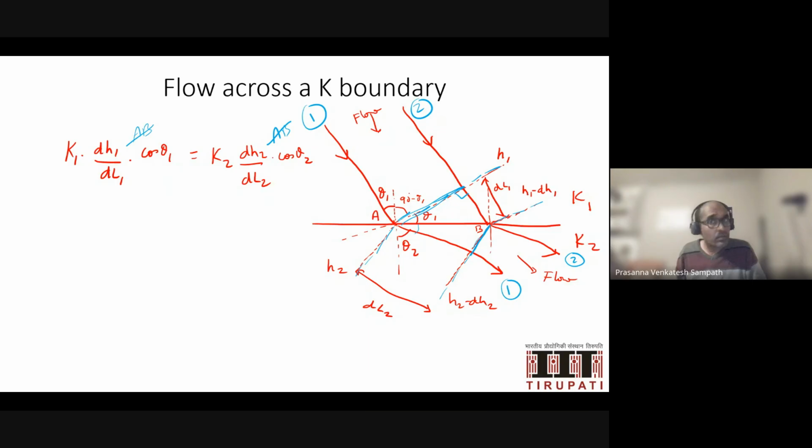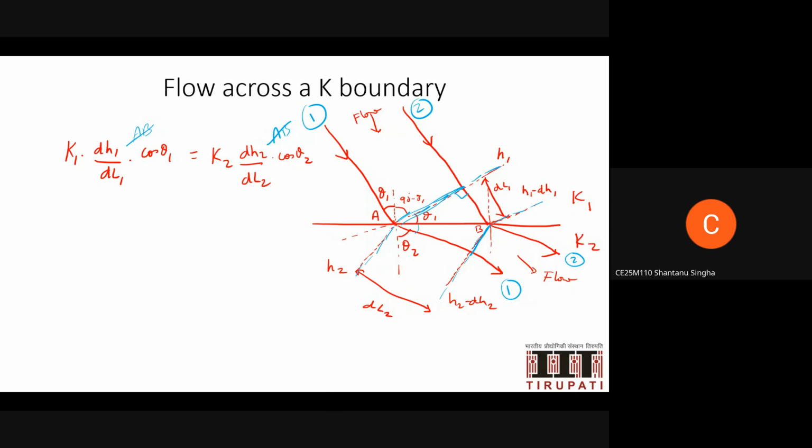They must be equal. Is that right? H1 must be the same as H2 because it's the same equipotential line. Those two equipotential lines meet at a point, and by definition, an equipotential line can only have one head. So although I have written it as H1 and H2, in reality it must be one.